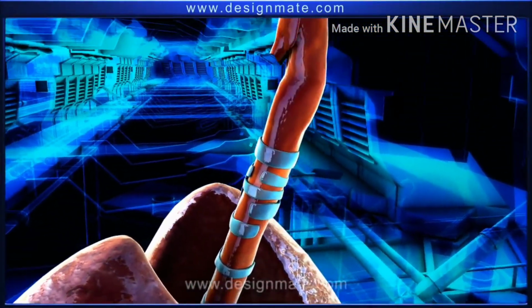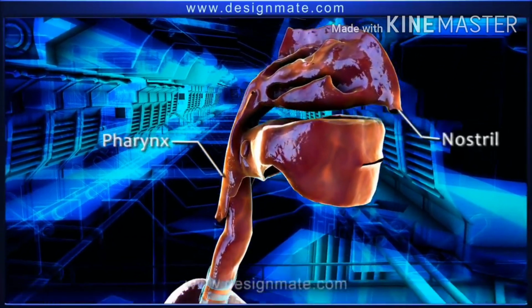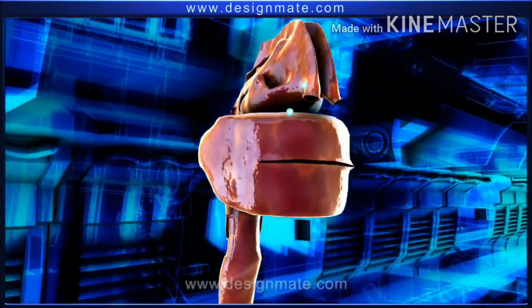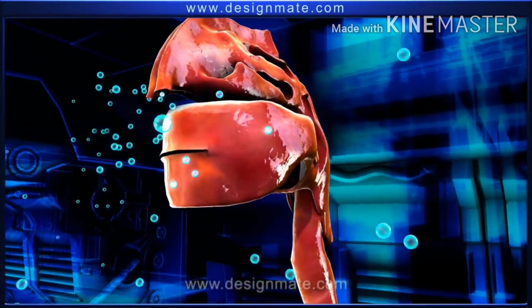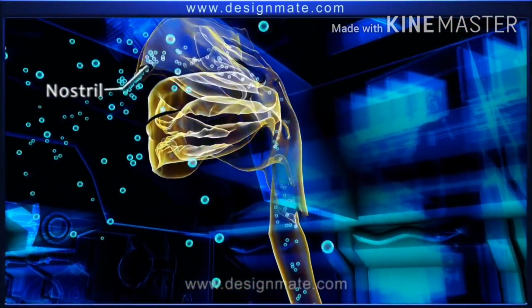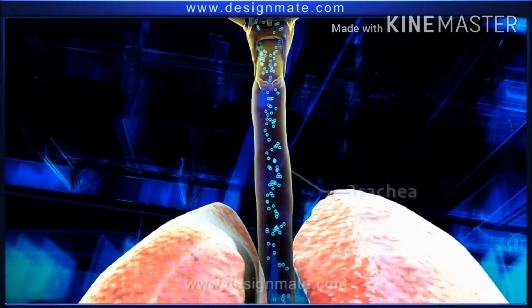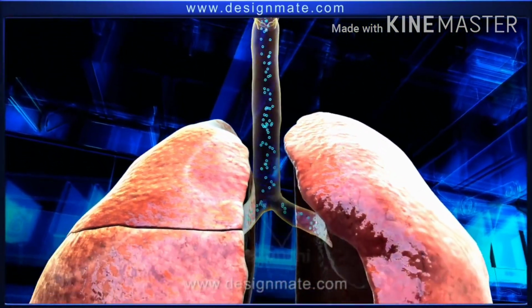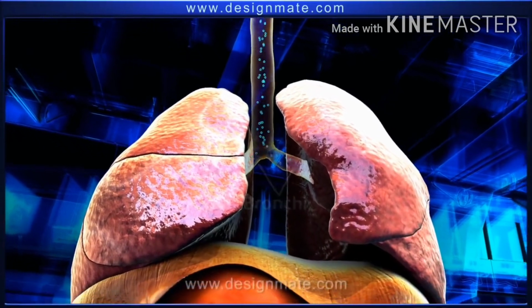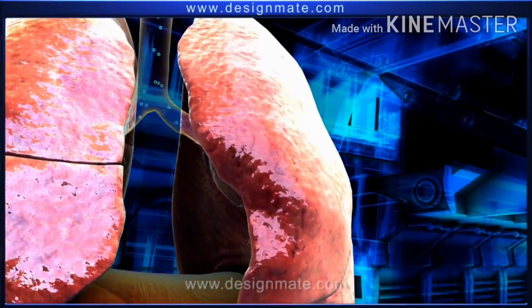The trachea leads into the pharynx, which is connected to the nostrils. As we breathe in air, the oxygen molecules enter the nostrils and travel downward through the pharynx and trachea to finally reach the bronchi. From each bronchus, the oxygen molecules travel into the lung.